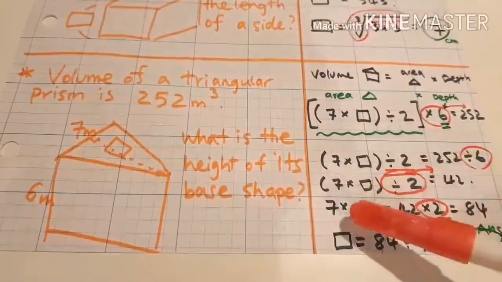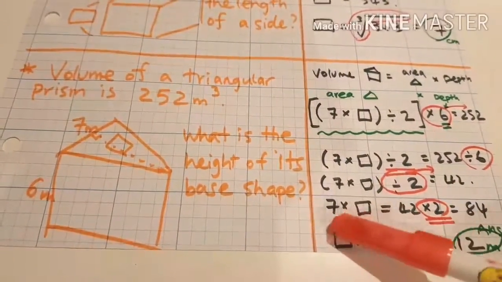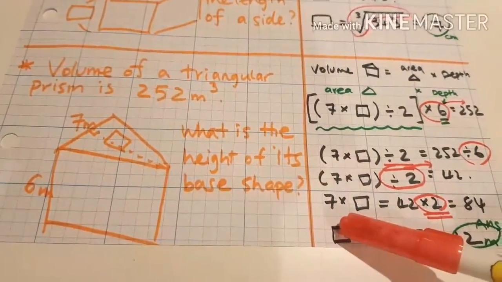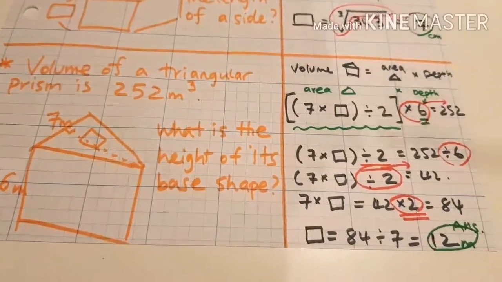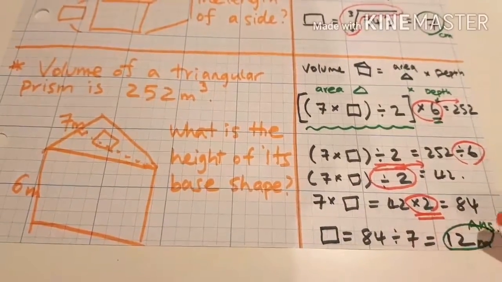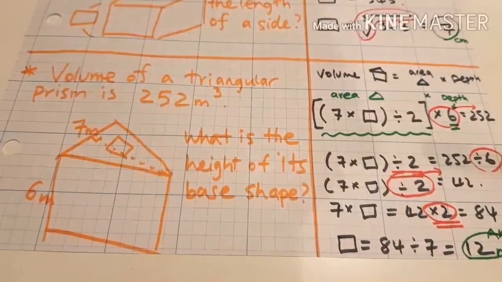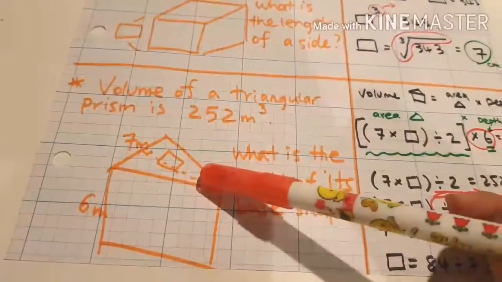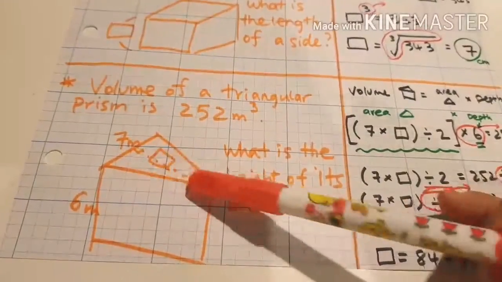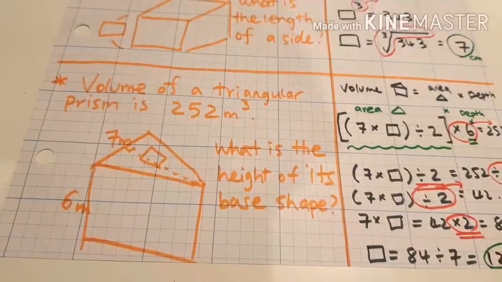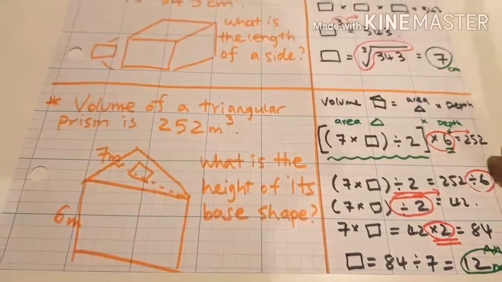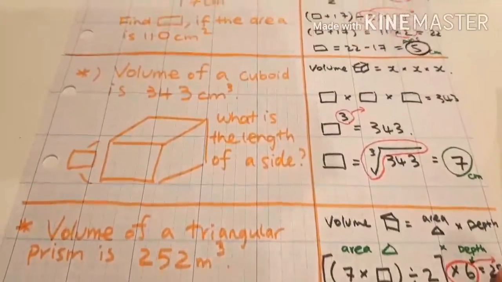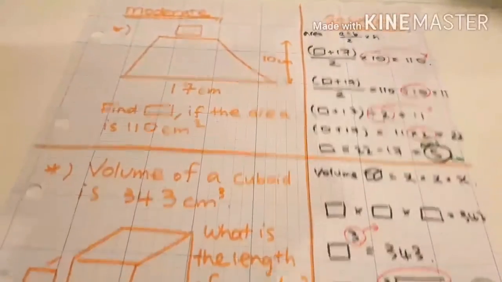Last one, I need to isolate the unknown, so by sending the multiply by 7 to the other side, it's going to be division. Okay, so if you do that on the calculator, it's going to be 12. So, what's 12? The height of the base triangle should be 12. Okay, do we get this? Right? So this is quite important. This is very important.